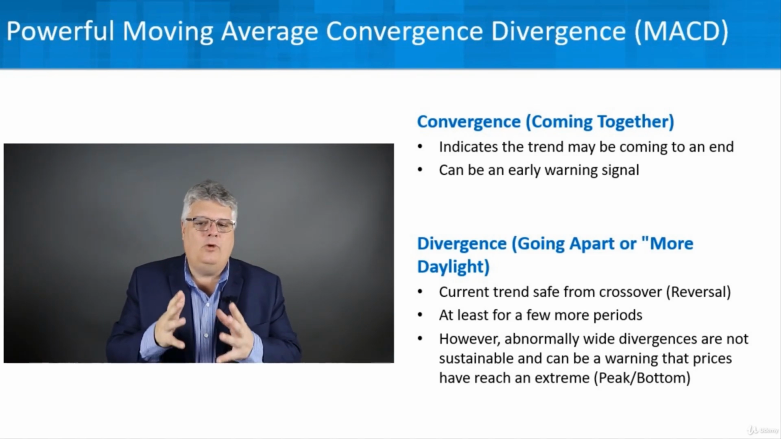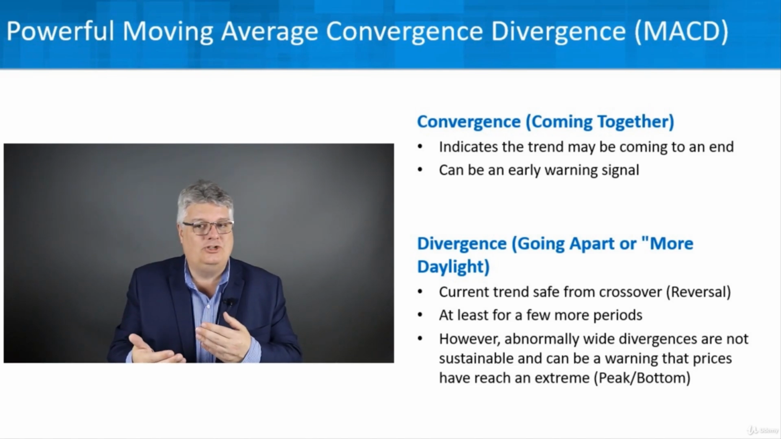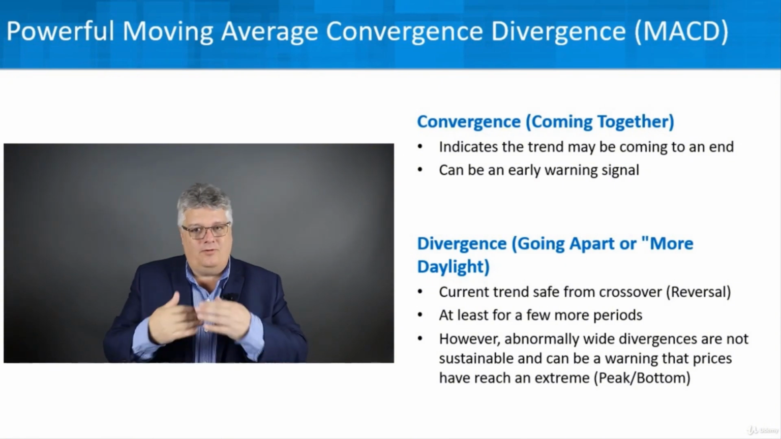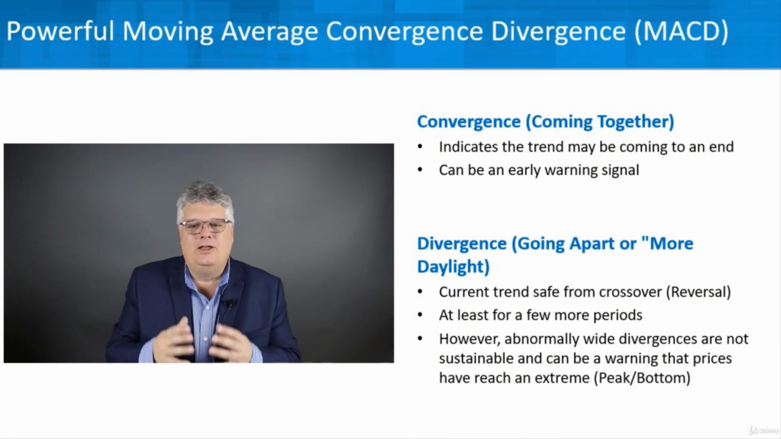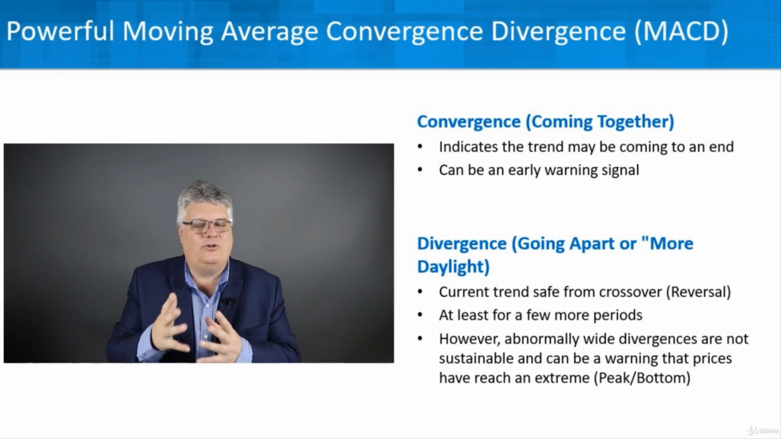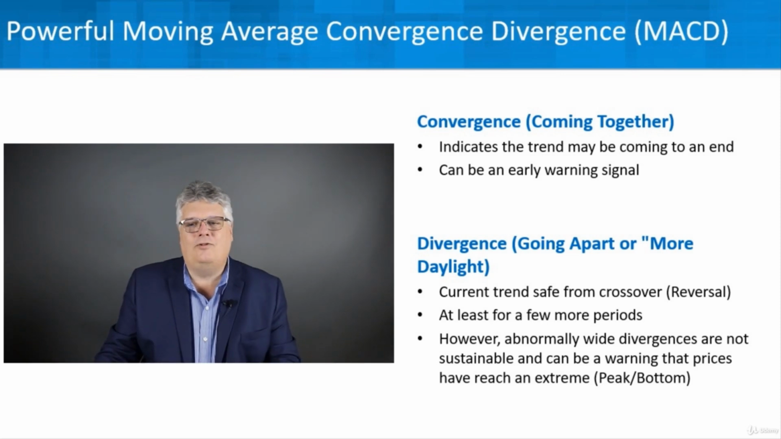However, normally wide divergences are not sustainable and can be a warning that prices may have started to reach an extreme. I mean, think about it, if there are these wide price ranges, we might be really approaching that peak. Or maybe we're going the opposite way, we're approaching that bottom. So that's another way that, where convergence indicates a trend might be coming to an end, a divergence might also be a warning signal that things could be good, but we might be hitting either that trough or that peak too. So we can use this MACD to help us with that.